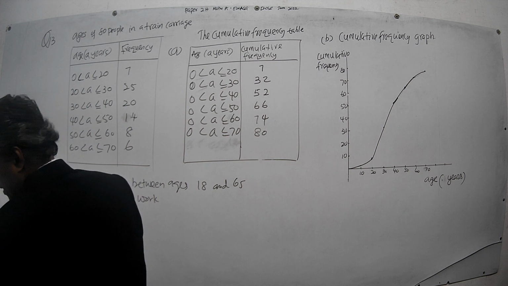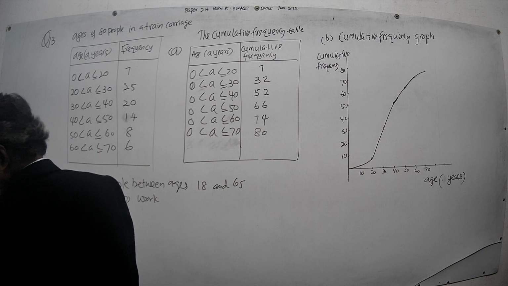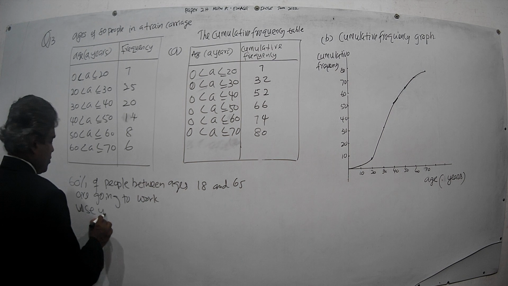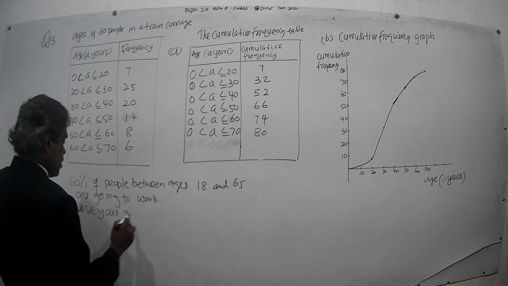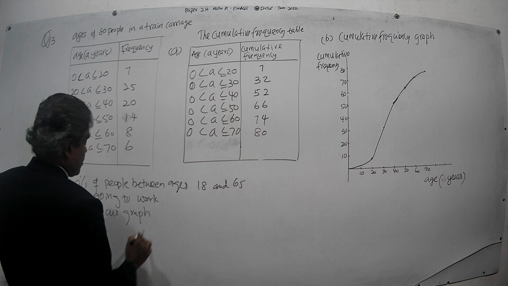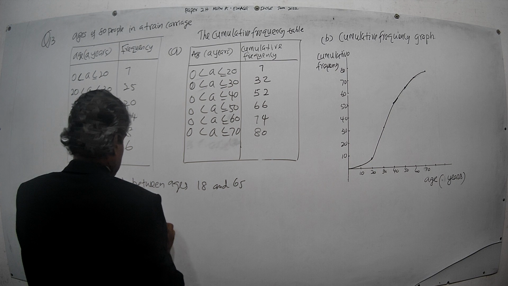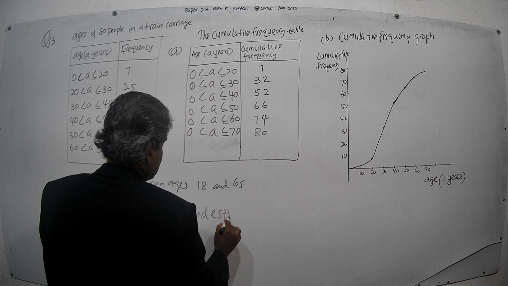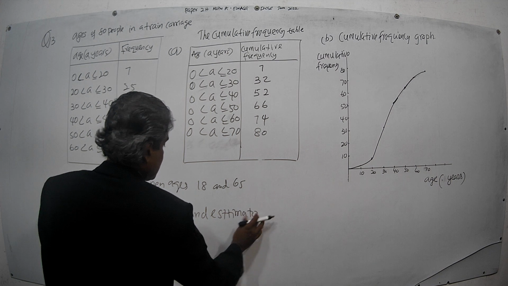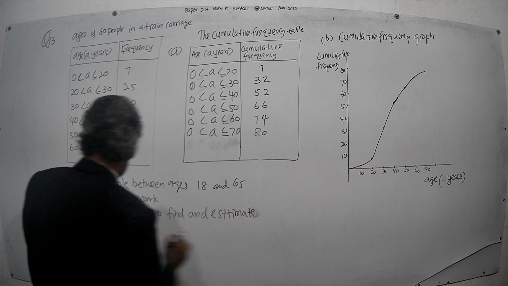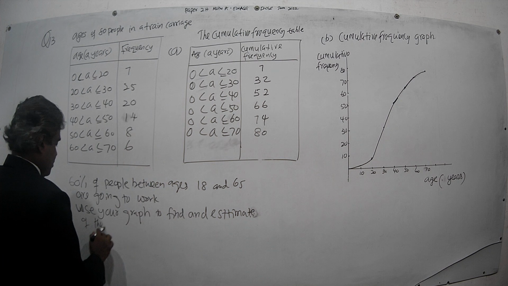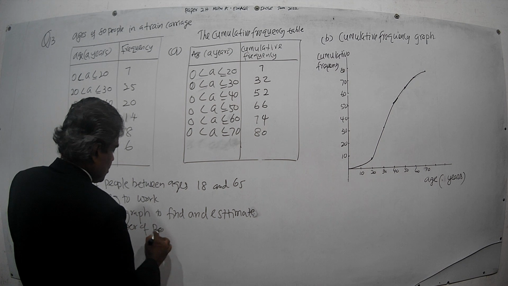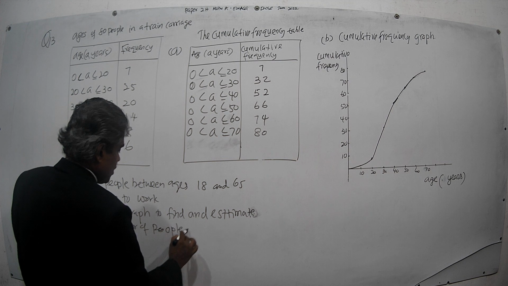Then use your graph to find the estimate for the number of people in the train carriage you are going to then. Use your graph. Graph means that cumulative frequency graph. To find an estimate of the number of people going to work.